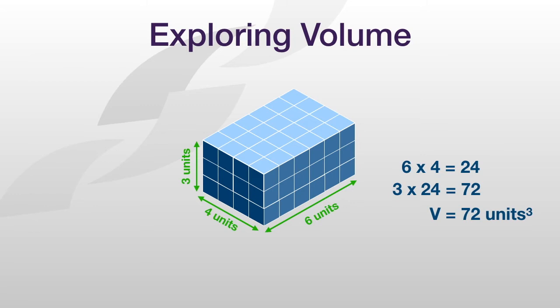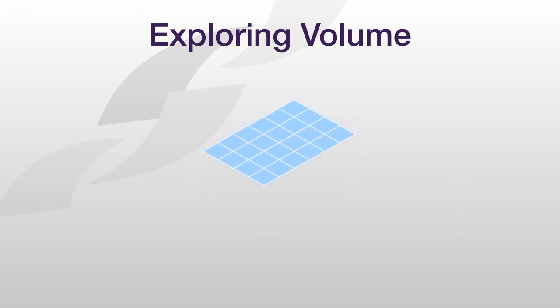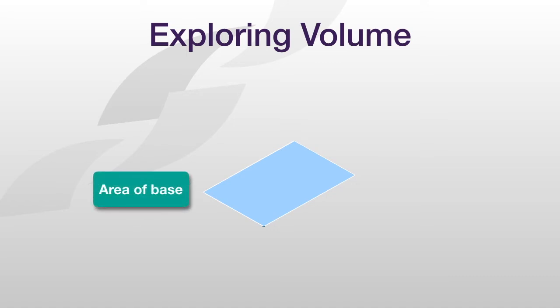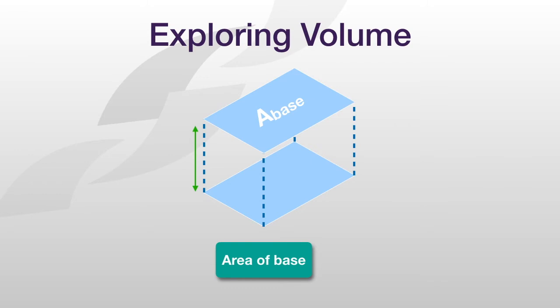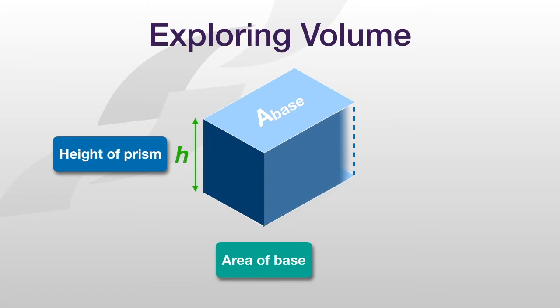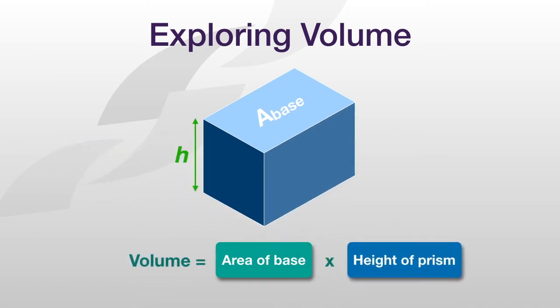Notice that once we had the area of the bottom layer, or the base, all we had to do was multiply by the height. This is an important general idea for determining the volume of any prism. We begin with the base and determine its area. We can label it A of base for short. That base is then extended through the height, and this completes the prism. So the total volume can be calculated by first figuring out the area of the base and then multiplying by the height.